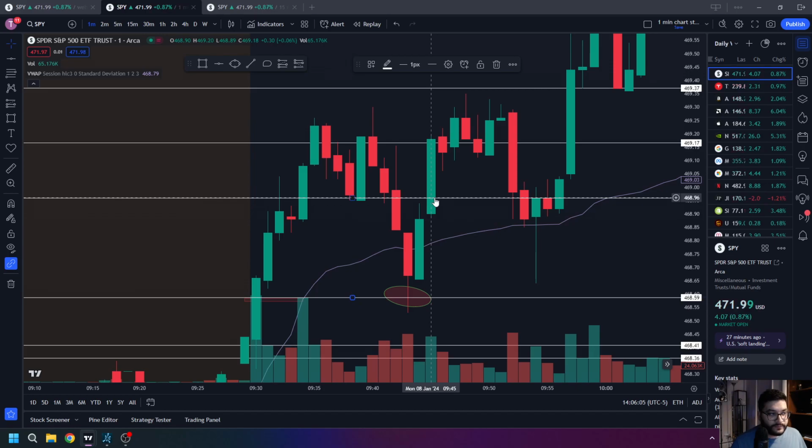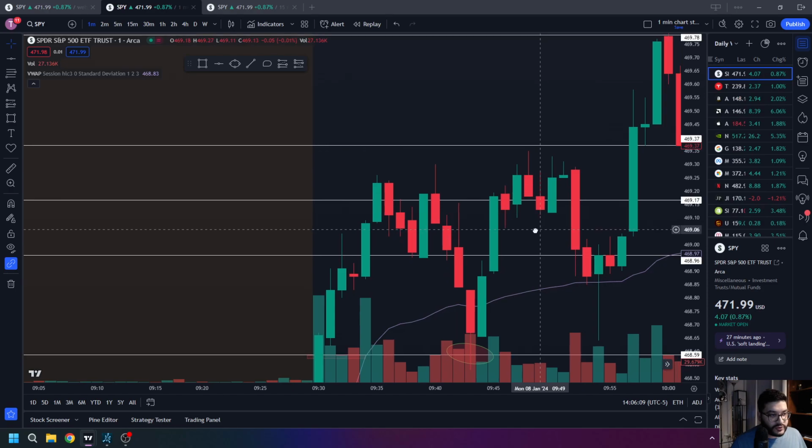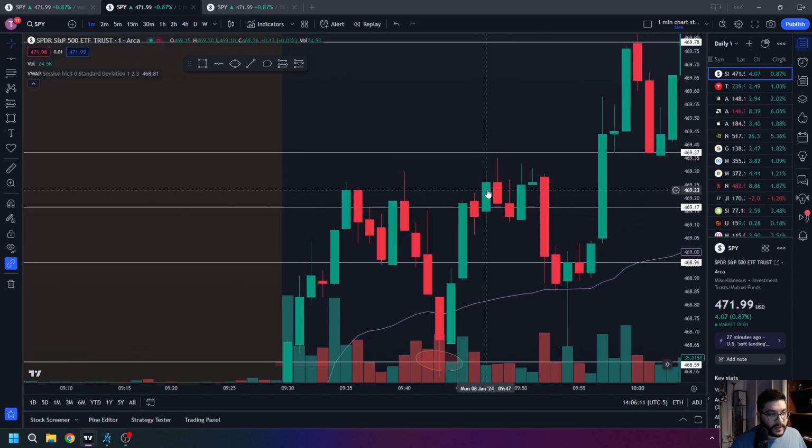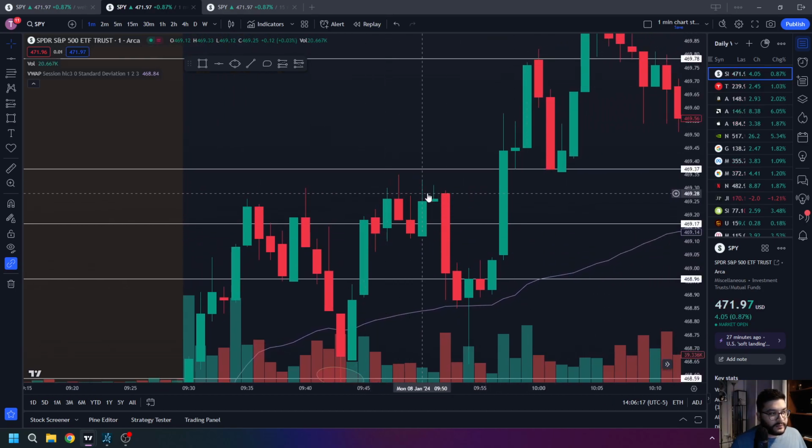Look at this line: rejection, rejection, rejection, rejection here, pushed up, rejection here. A lot of choppiness, don't know what's going on. All right, and then finally when you break through this choppiness, you would go in here and your profit would be here.